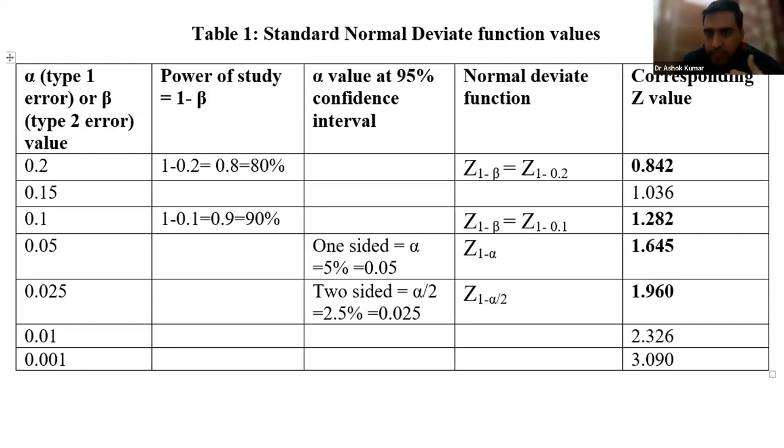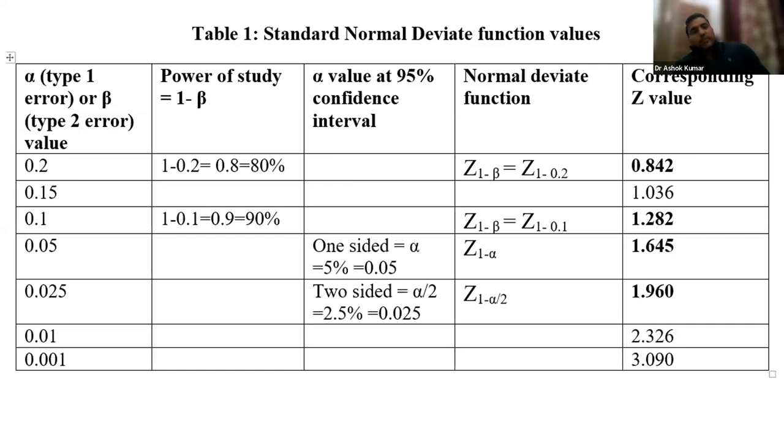So if you have any question, we will discuss, no issue. But you have to remember, power of the study is 80%. What is the Z value? Z value is 0.842. Power of study is 90%. What is the Z value for this? Z value means Z1 minus beta. It is 1.282. Okay. Now we have to talk about alpha, type 1 error.